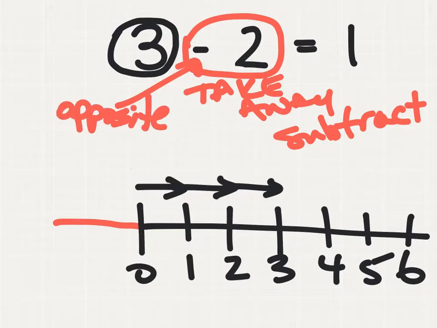Negative 2 is the opposite of 2. So instead of moving 2 more steps for 2, I'm going to go the opposite of 2. So from 3, I go left once, twice, and I land at positive 1. I graph the location of my difference with a solid or closed circle at 1.